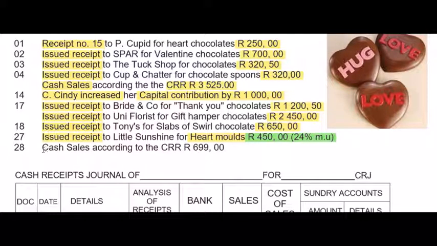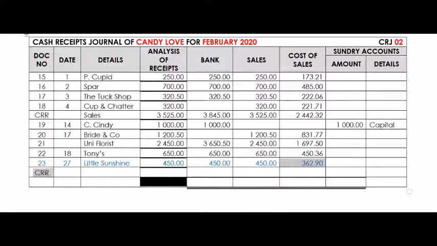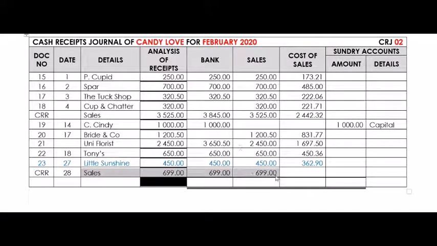And then the last transaction for the month was cash sales according to the CRR, 699 Rand. So it will be CRR in the document column. It's the 28th. The details for a cash sale is always sales. We received 699 Rand. It's the only transaction for the day, so you can put this value into your bank column and in the sales column. And now when you calculate your cost of sales, we use the normal 44.33% markup.